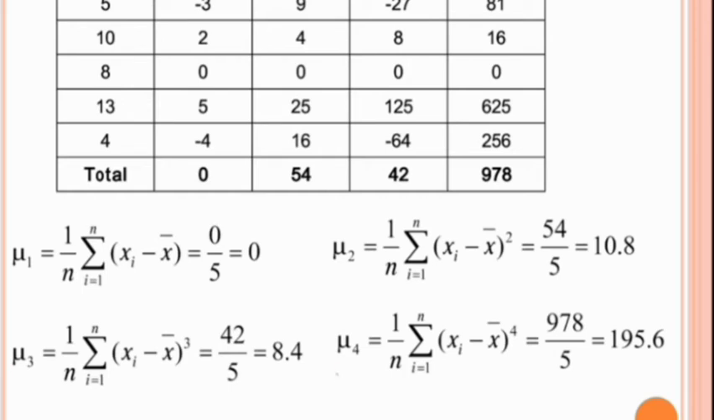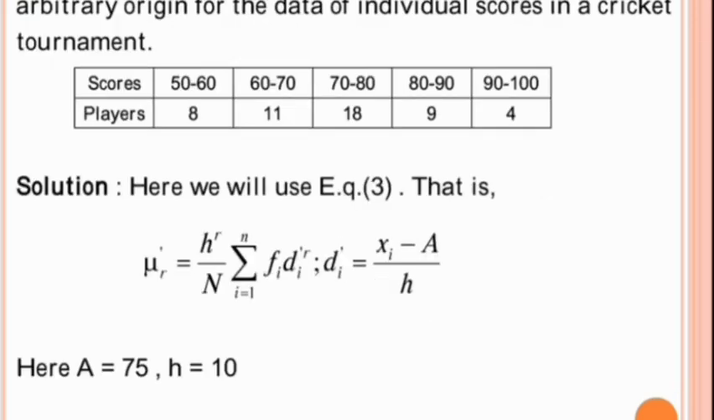Similarly, when you put r equal to 4, you get mu 4 equal to 1 by n summation i equal to 1 to n xi minus x bar whole raised to 4. So that is 978. You will substitute here. N is 5. So you get your fourth moment as 195.6. So these are the first 4 moments about the mean which we have calculated according to our given values of x. Now let us move on to another example.